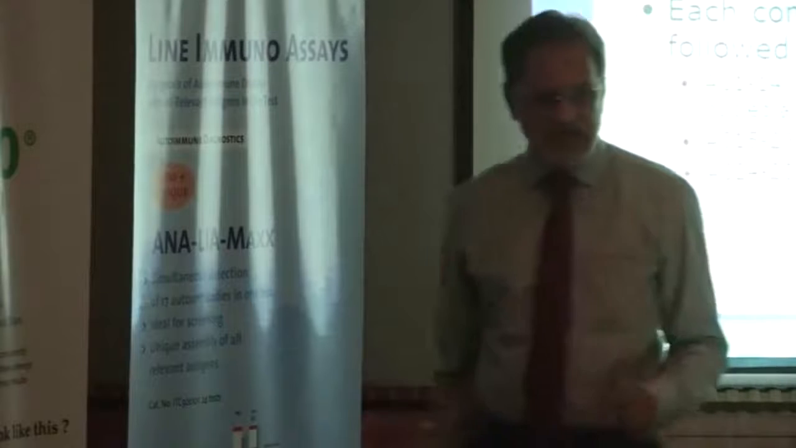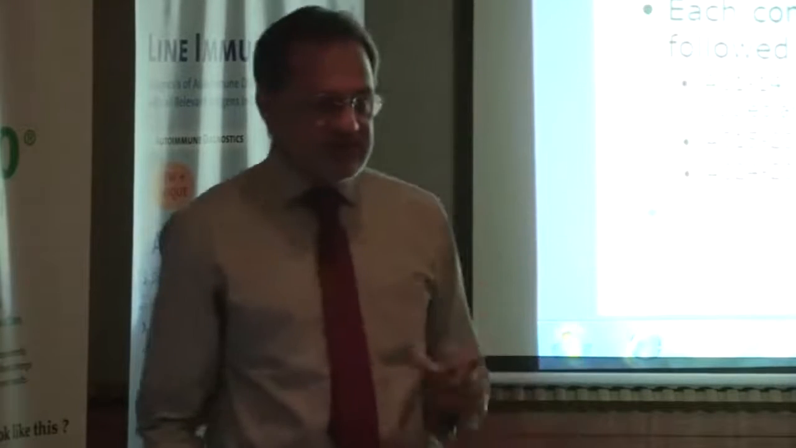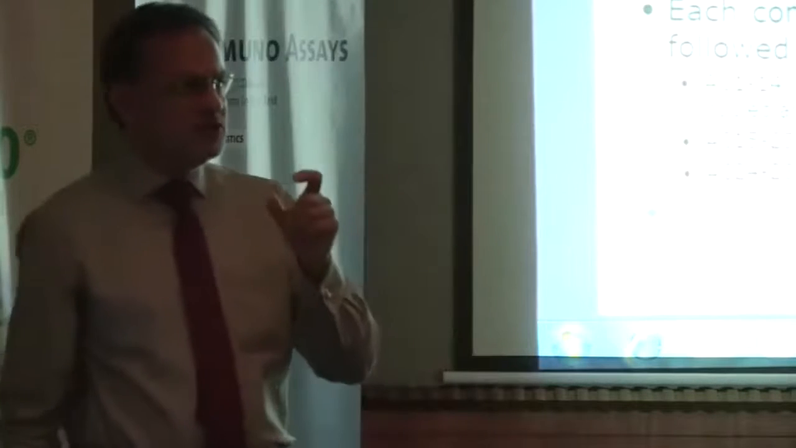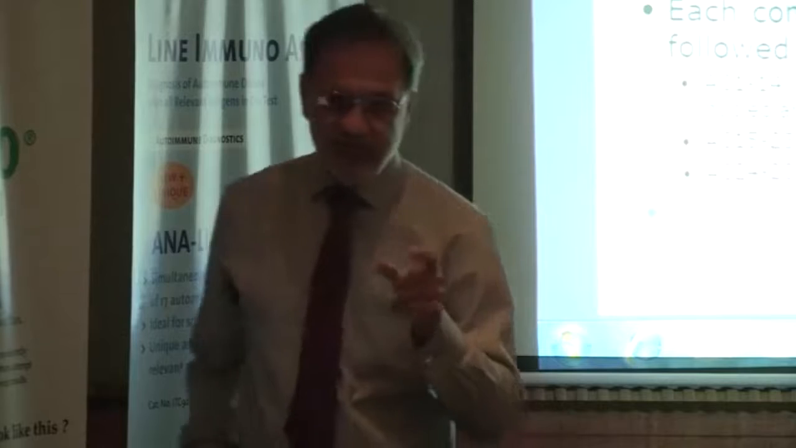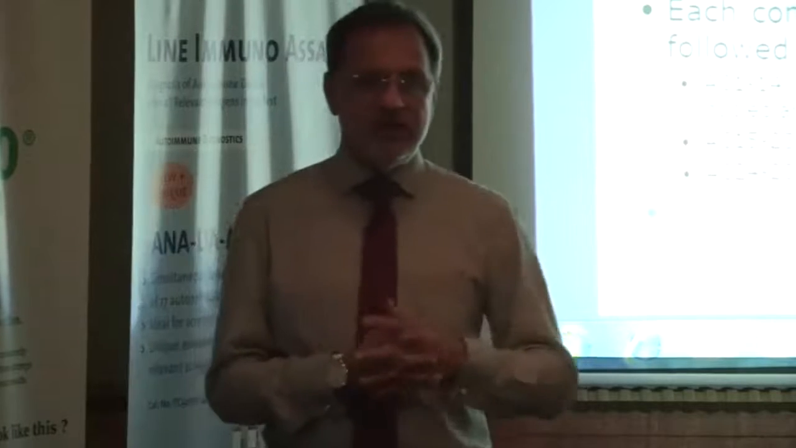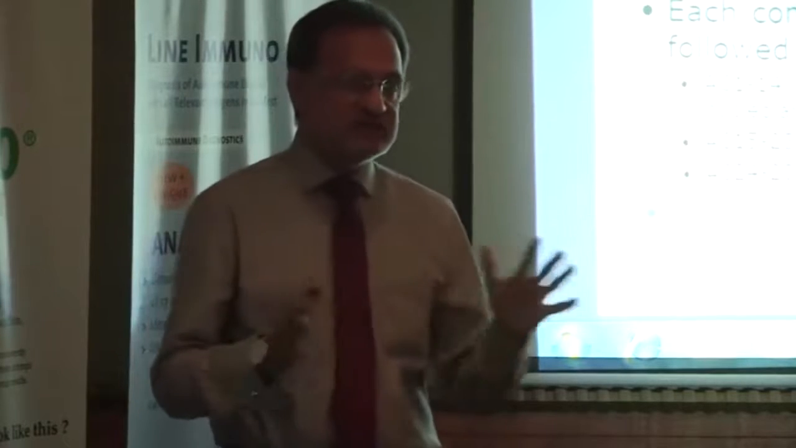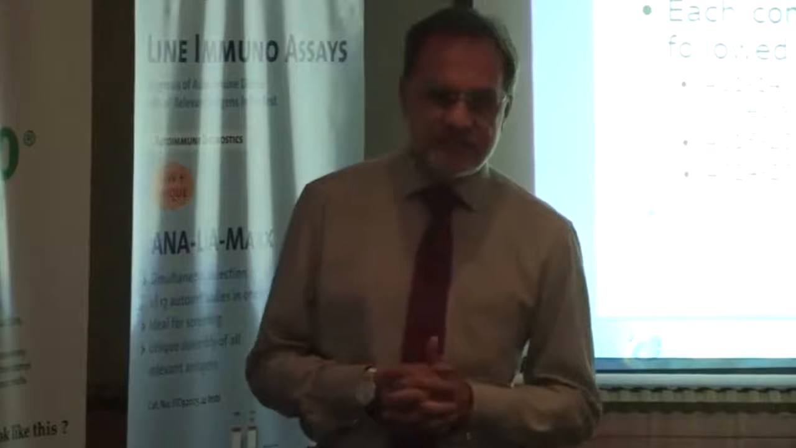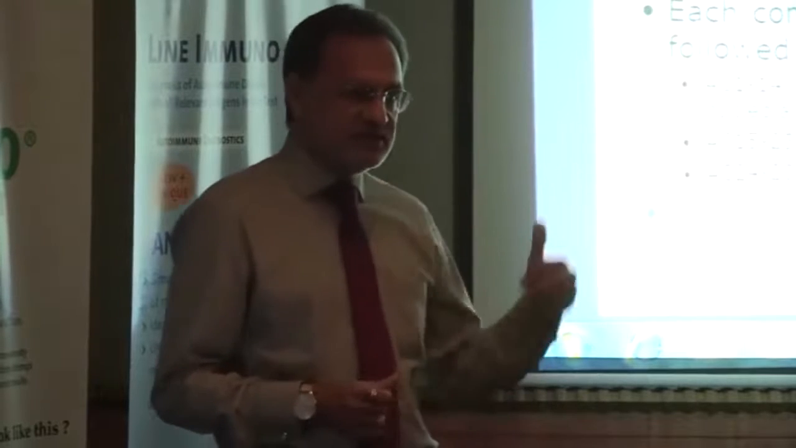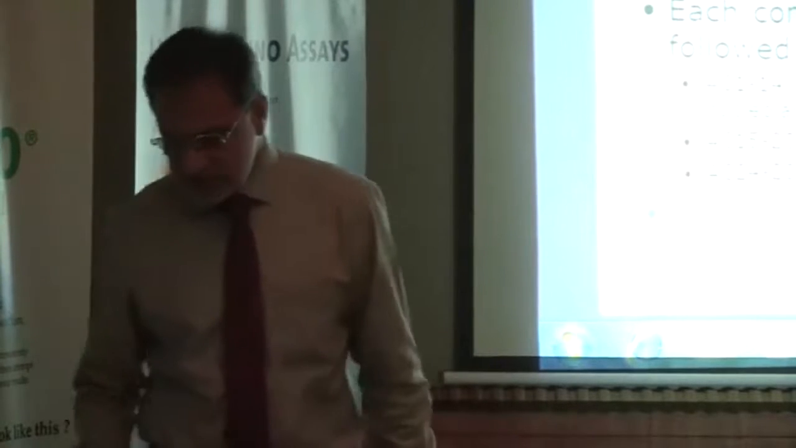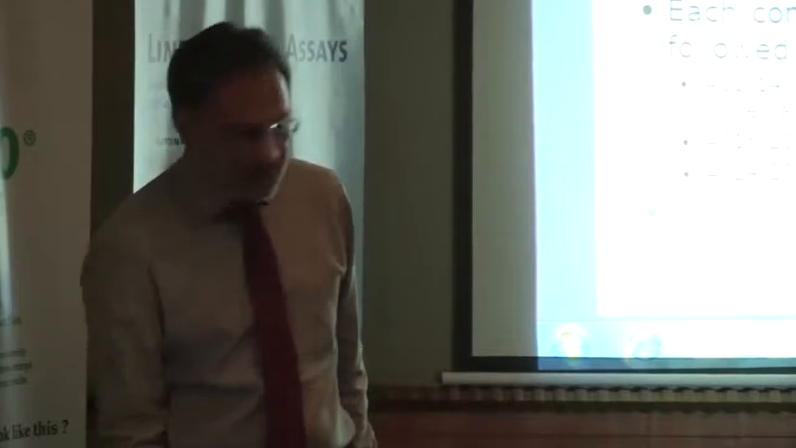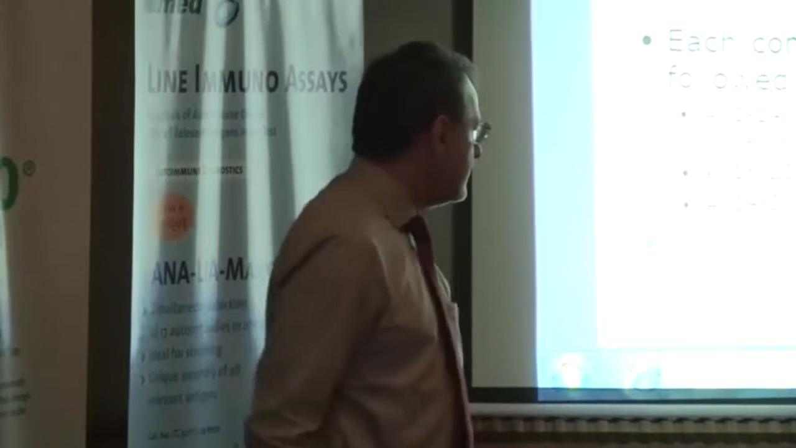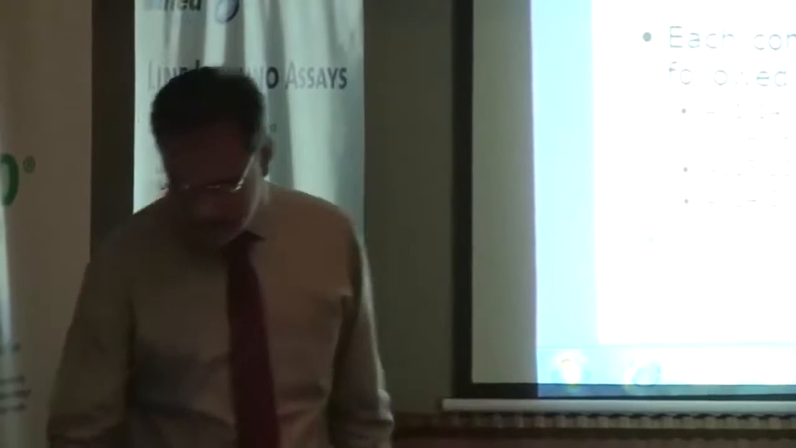There is a prefix called AC, anti-cell, followed by a numeric figure. So AC1 to AC28, these are the 28 different patterns that were described during this particular convention, and they are all available on the website anapatterns.org.